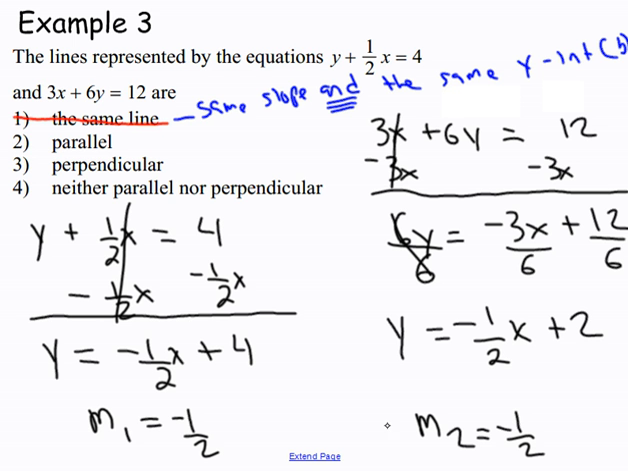They do have the same slope, so they are parallel. So our answer is choice 2, parallel. They are not perpendicular because the slopes are not negative reciprocals. And plus, it can't be parallel and perpendicular at the same time. So our answer is choice 2.